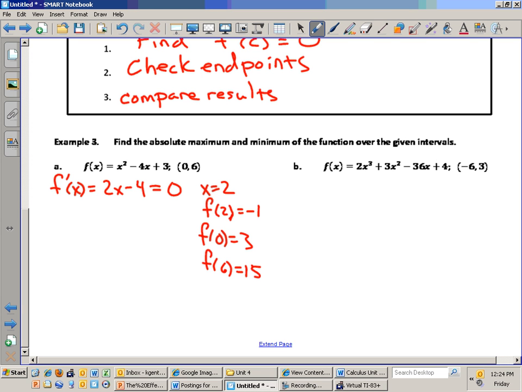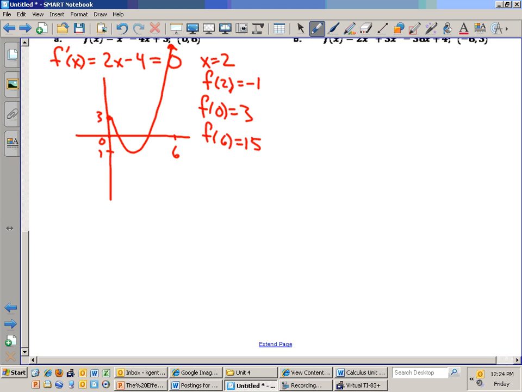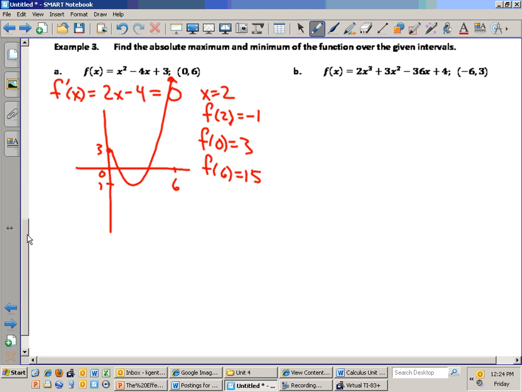So if we were to graph this, we actually have a really good idea what the graph would look like if this is 6 and this is 0. At 0, the graph is up here at 3. Then it's down at negative 1. And it goes way up to 15. So that's the portion of the graph that we're looking at. So we should be able to think in our minds what's kind of happening.